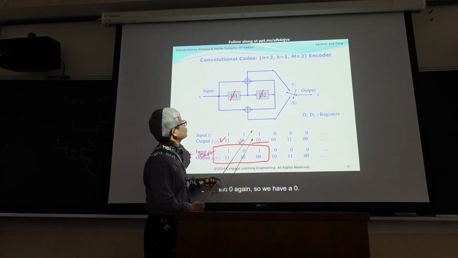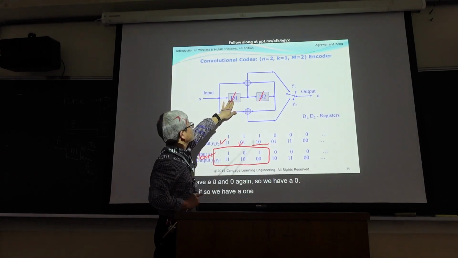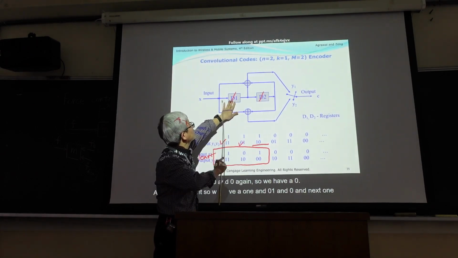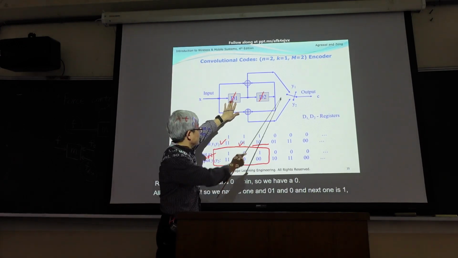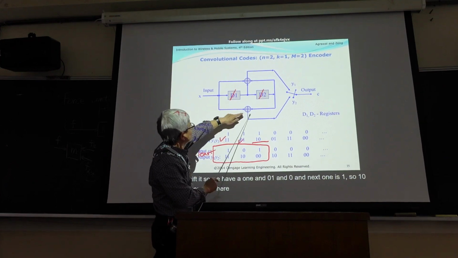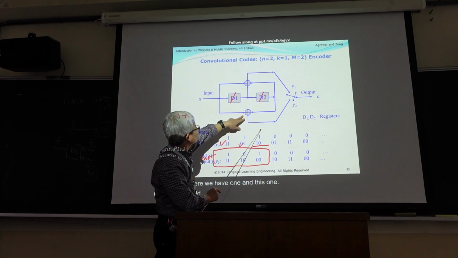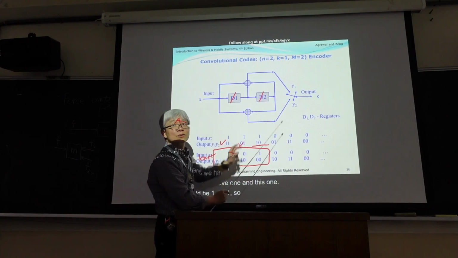Alright. So shifting, so we have 1 and 0. 1 and 0, next one is 1. So 1, 0, and 1, so it's 0. And here we have 1. And this one, previously it should be 1. So 1. So of course we have 0.